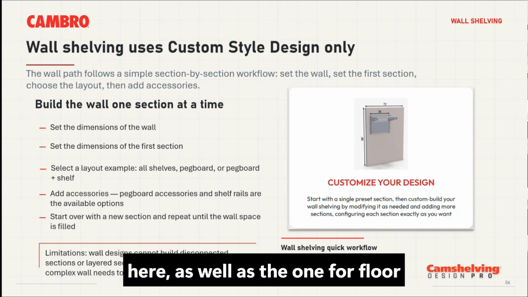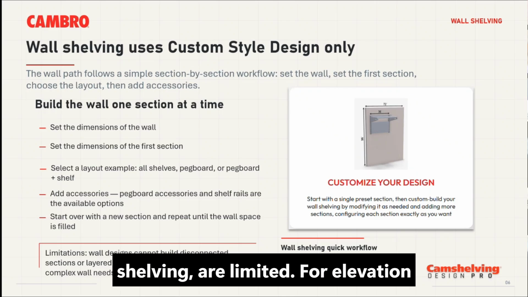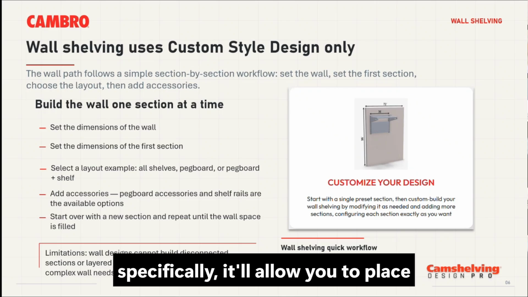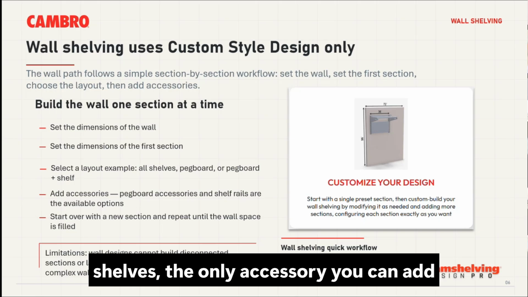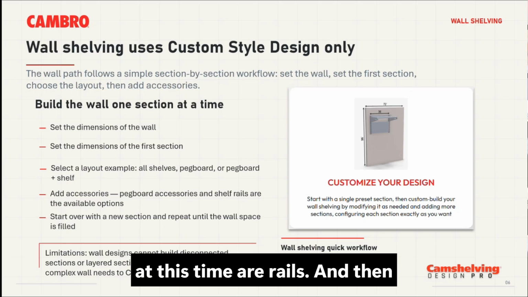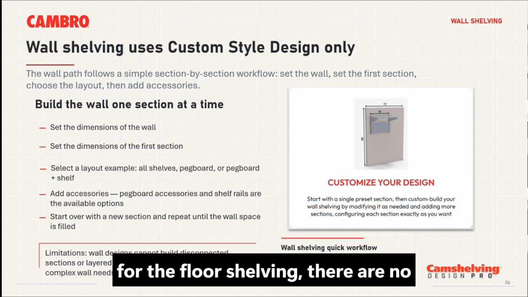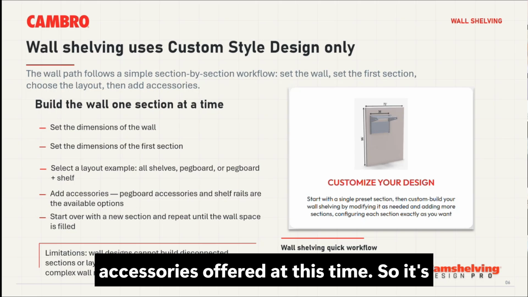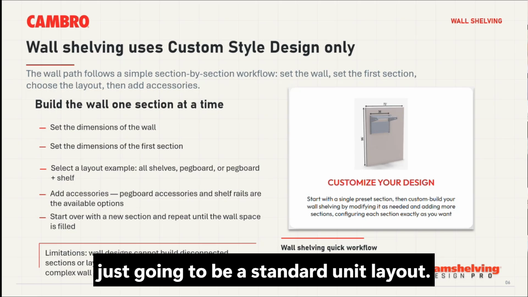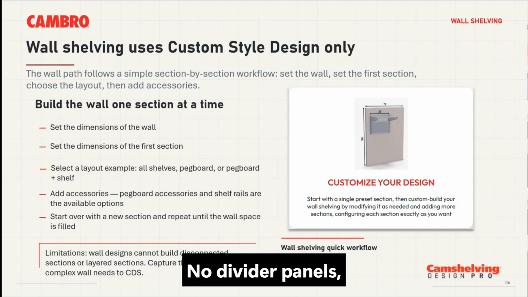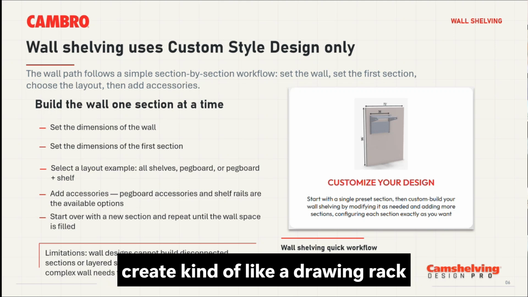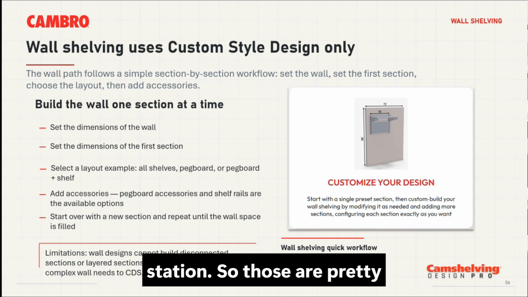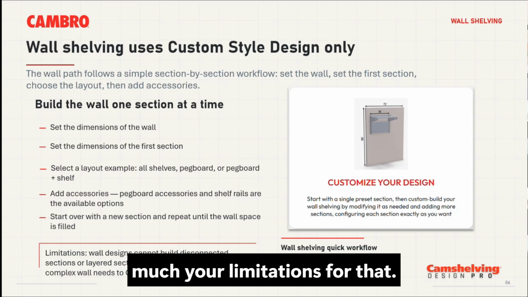The accessories on here, as well as the one for floor shelving, are limited. For elevation specifically, it'll allow you to place accessories for the pegboard on the shelves. The only accessory you can add at this time are rails. And then for the floor shelving, there are no accessories offered at this time. So it's just going to be a standard unit layout, no divider panels, no ID clips, no angled divider bars if you wanted to create kind of like a drying rack station. So those are pretty much your limitations for that.